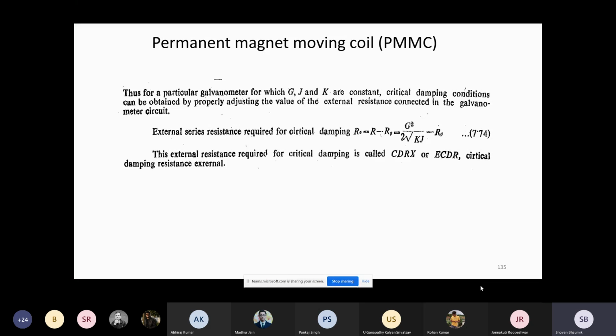So we have seen that R, that means total resistance, will be G square by 2 root over Kj for a critically damped system. Now we know the galvanometer resistance Rg, and R is the sum of galvanometer resistance plus external resistance. So the amount of external resistance you have to apply so that the galvanometer works as a critically damped system will be G square by 2 root over Kj minus the galvanometer resistance. You have to subtract, and that much amount of external resistance you need to apply so that this galvanometer acts as a critically damped system.